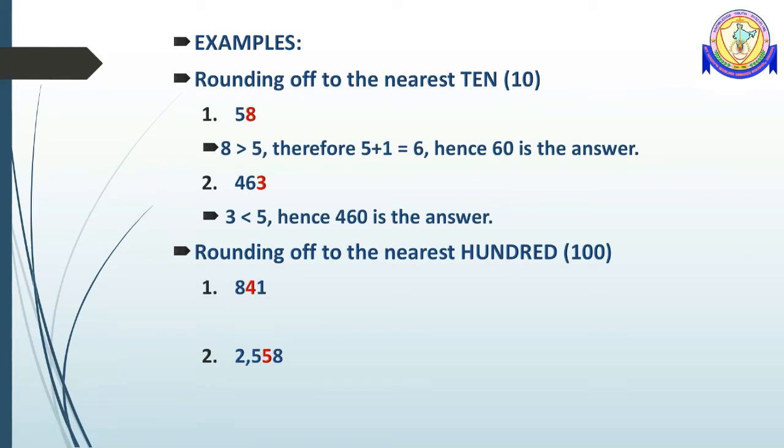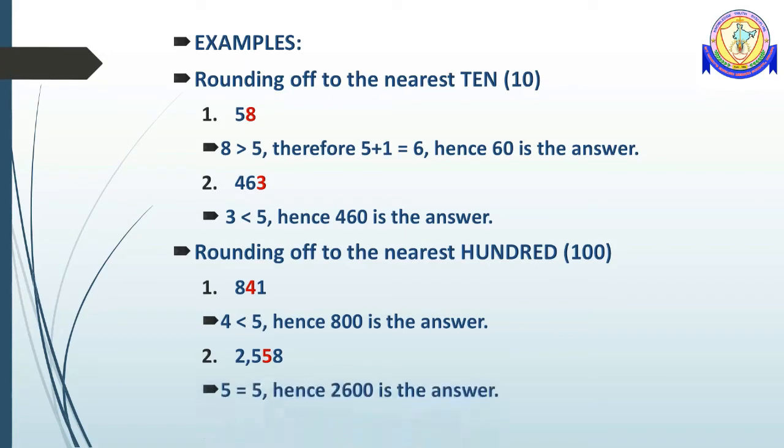Again we will see rounding off to the nearest 100. Here 841 is given. You have to round off to the nearest 100. That's why you have to check the digit which is in the tens place. Here 4 is less than 5. That's why you have to make the rest of the thing as 0. That's why 800 is the answer.